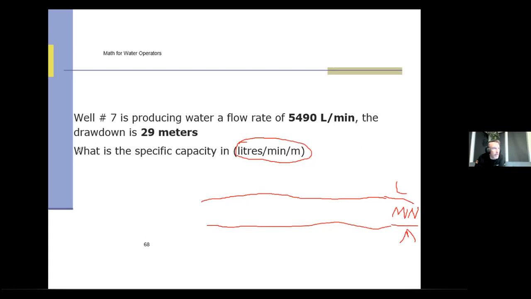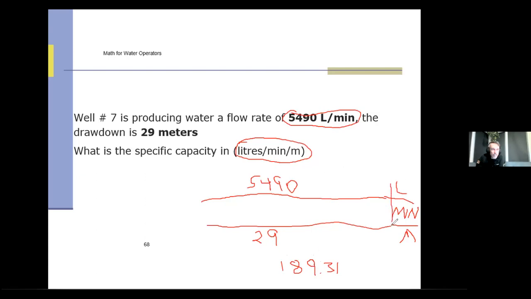I'm going to look in my question here. I'm going to say, okay, I have 5490 liters per minute. Perfect. And then 29 meters. So I'm going to put 29 down here. If you take 5490 and divide it by 29, you should get 189.1. Simple as that.